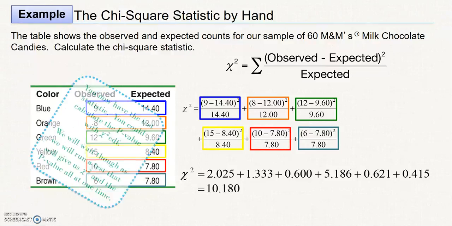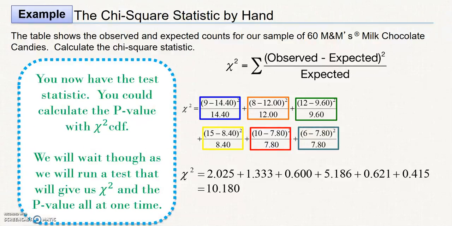Now we could use that to calculate a p-value. We could calculate with a chi-square CDF to find the area under the curve. That would allow us to perform a significance test. But we're actually going to wait because we can run the chi-square test and it'll give us the p-value all at one time.